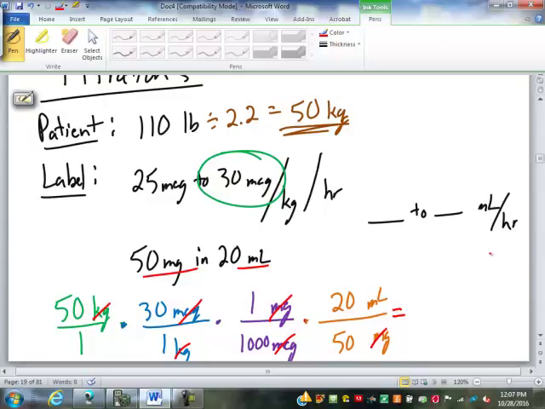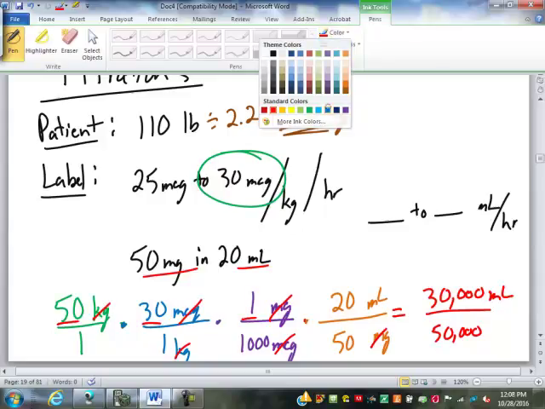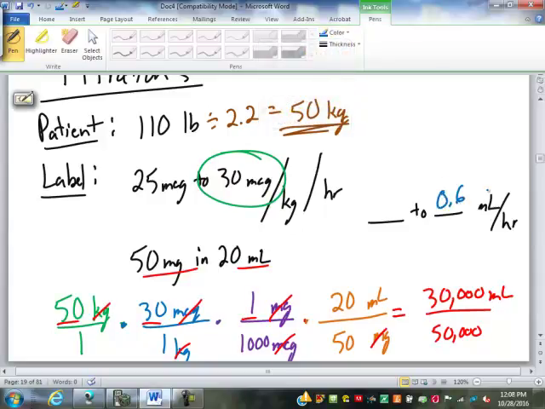So what we have here, 50 times 30 times 1 times 20, is 30,000. Does that look right? Milliliters. On bottom, 1 times 1 times 1,000 times 50 is 50,000. We divide that out, we get 0.6. So that's 0.6 milliliters, and that was the maximum. That's the higher end.